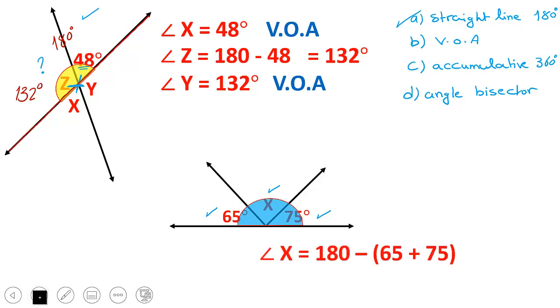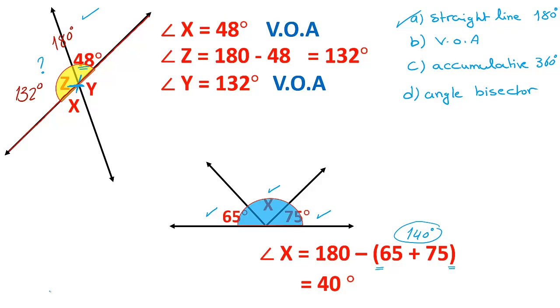Simply by doing 180 minus (65 plus 75). And don't forget to put 65 and 75 between brackets, or go and find their sum alone and then make 180 minus this sum. If you didn't put the bracket, you're going to have a wrong answer. So either you put the bracket or calculate first the addition of 65 plus 75 and then make your subtraction. Here we are going to have X equal to 40 degrees.